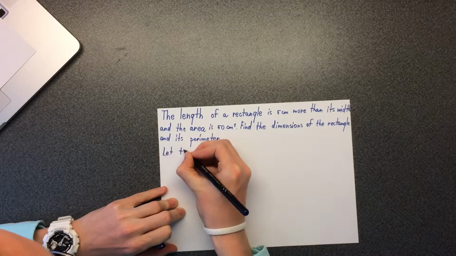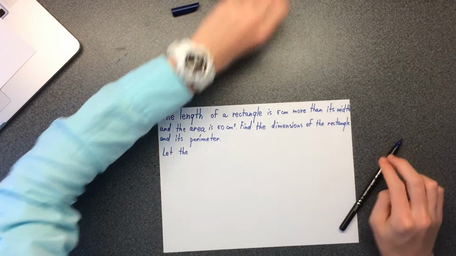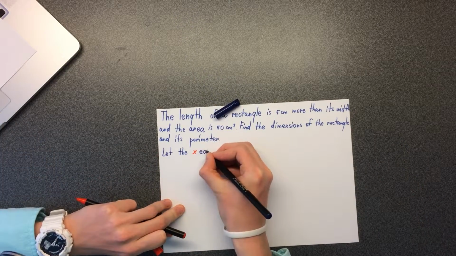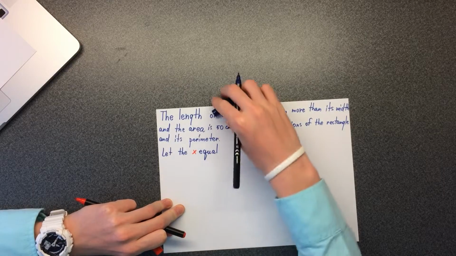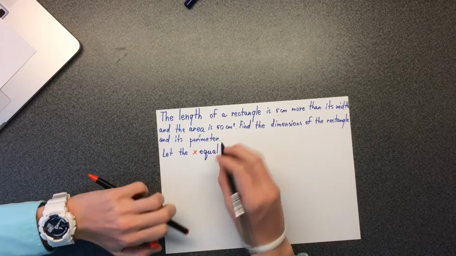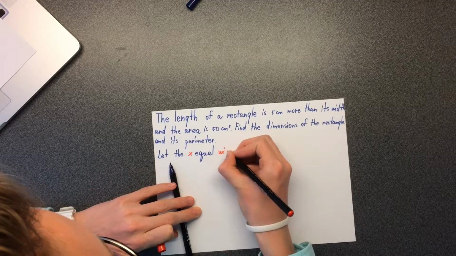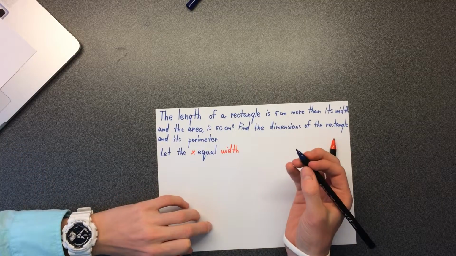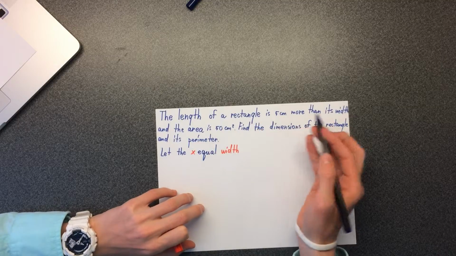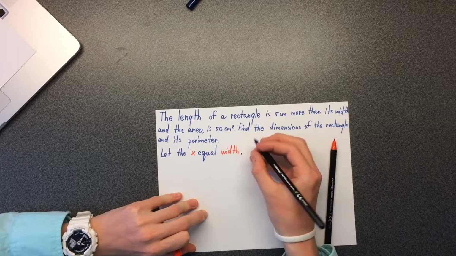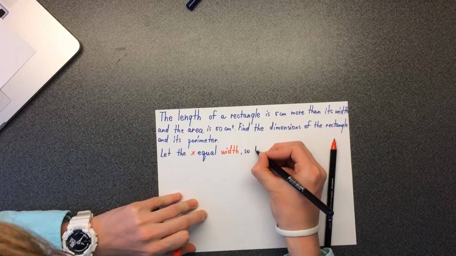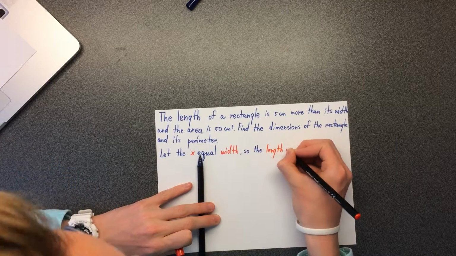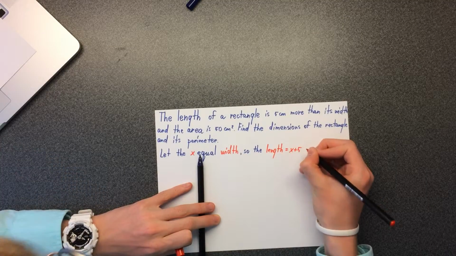Let x equal width. We have that the length is 5 centimeters more, so we write that the length equals x plus 5, because it's 5 centimeters more.